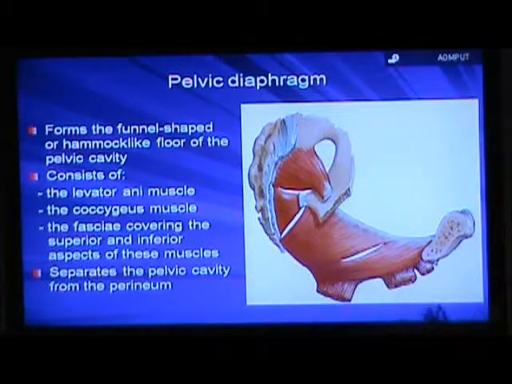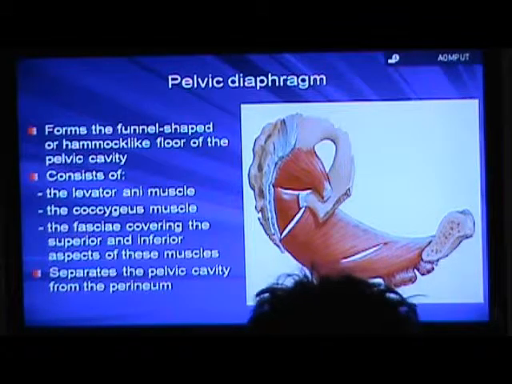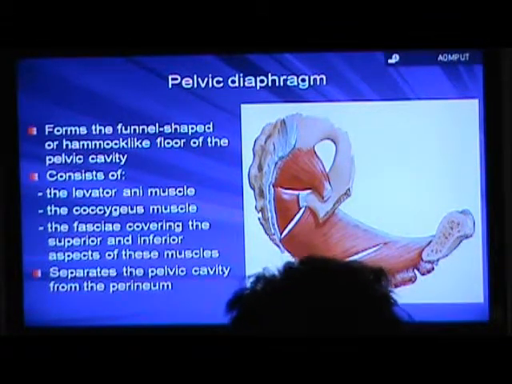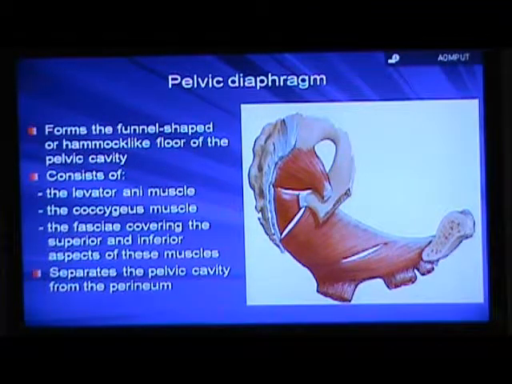Now we need to talk about some terms like the pelvic diaphragm and the urogenital diaphragm. The pelvic diaphragm forms the funnel-shaped or hammock-like floor of the pelvic cavity. It consists of the levator ani muscle, the coccygeus muscle, and the fasciae which cover the superior and inferior aspects of these muscles. The pelvic diaphragm separates the pelvic cavity from the perineum.